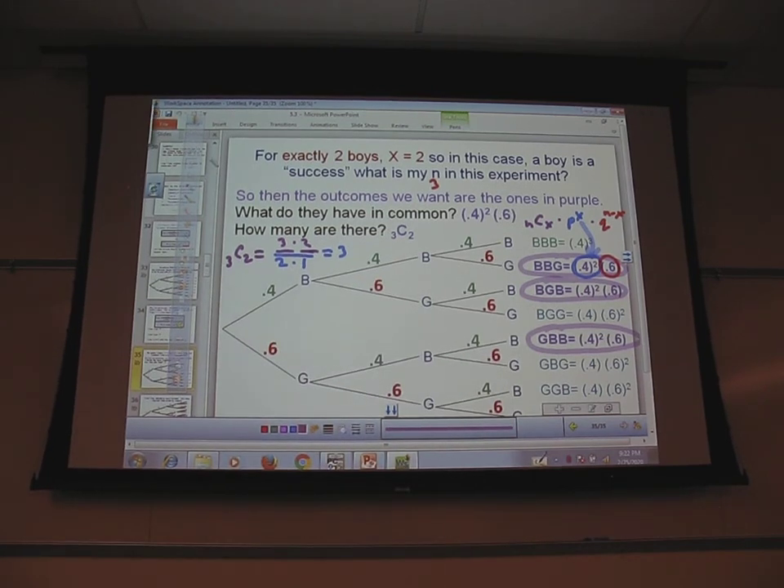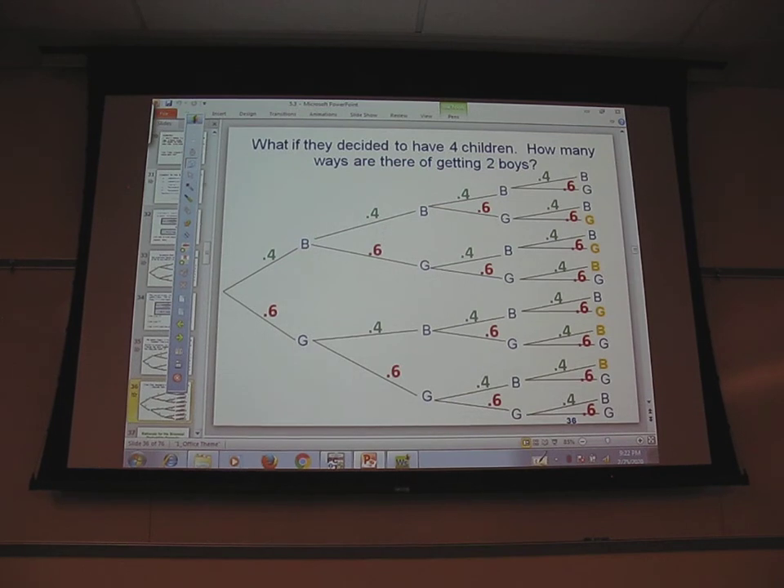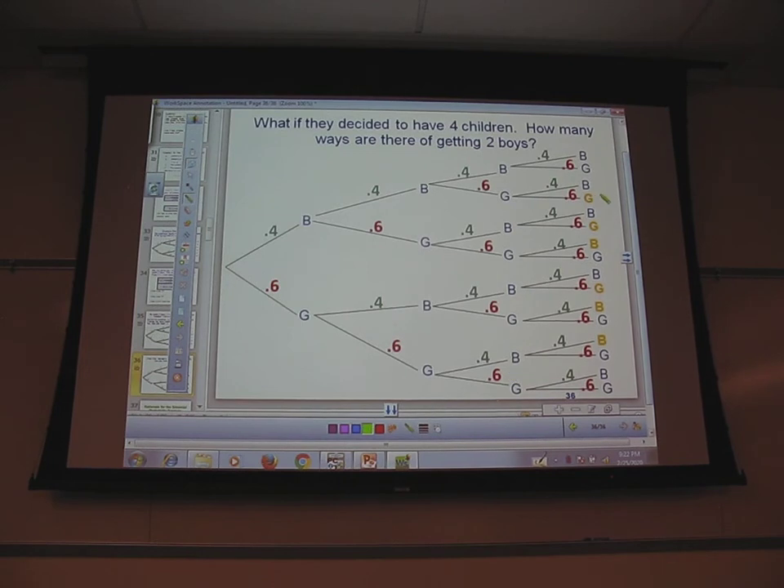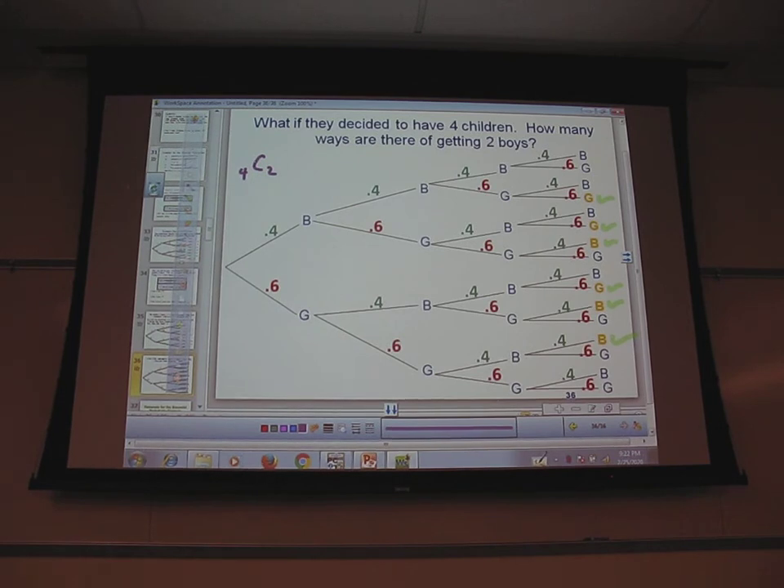Say, what if I had 4 kids? Now, there are all of these ways. All of these end up being spots that have 2 boys and 2 girls in them. With 4 kids, how many ways are there of getting exactly 2 boys? I need to pick 2 of them to be boys, right? So these 4 embryos, how many ways can I randomly pick 2 of you to be boys? 4 choose 2, right?